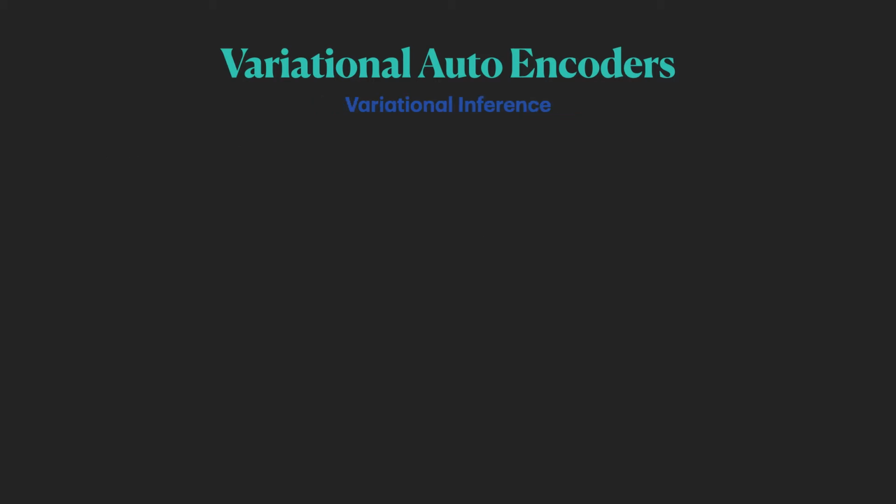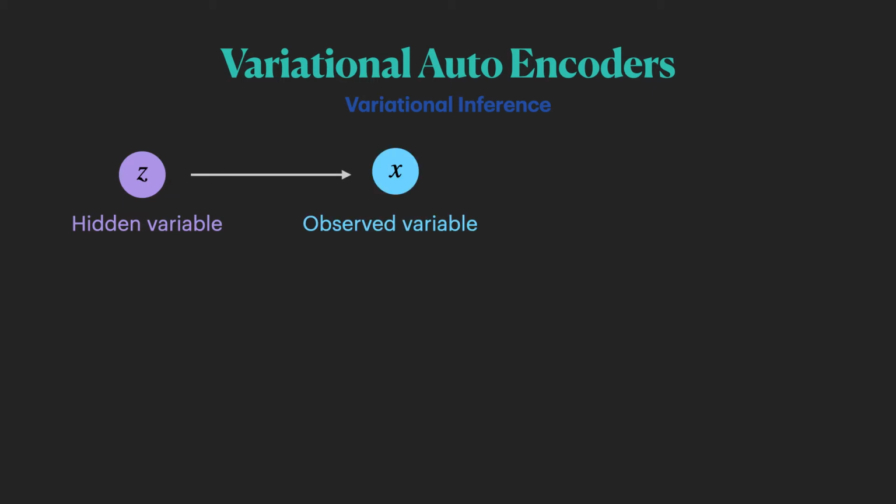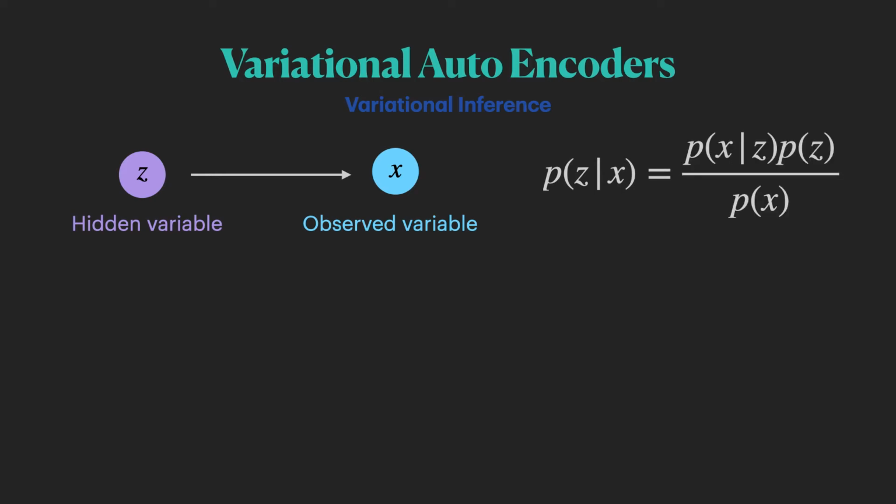So what is variational inference? In variational inference, we have a hidden variable z from which we generate an observed variable x. And the goal is to infer the posterior, which is the probability of the hidden variable given the observed variable. And this is achieved by this expression. The numerator is something that we can compute by making some assumption on the generative process, parameterizing it by theta. But in the denominator, we have p of x, which we know we can't compute.